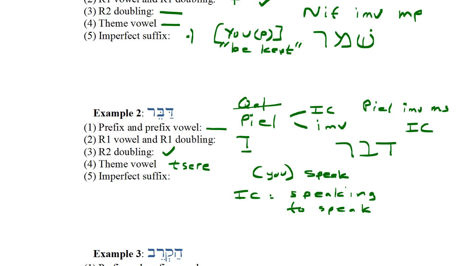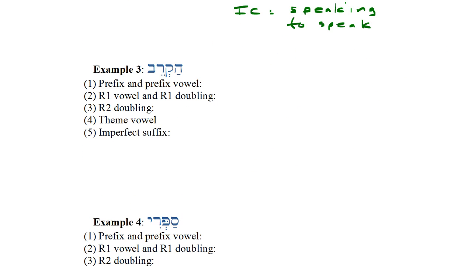Let's move on to our next example now. Our next one here is example 3. This is hakrave. Notice that we have a prefix of hey and a prefix vowel of patach, and that tells us that we have a hiphil. This would either be an imperative or some kind of infinitive. The R1 vowel is a silent shewa, which is consistent with hiphil. There is no R1 doubling.